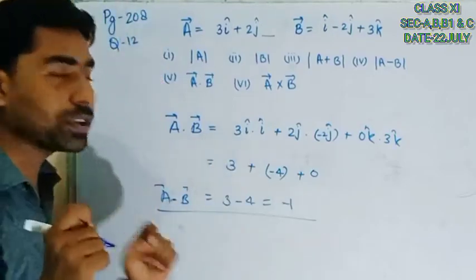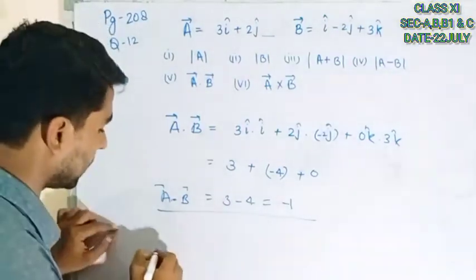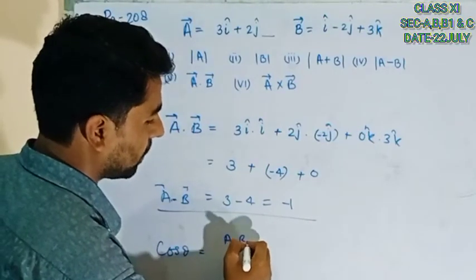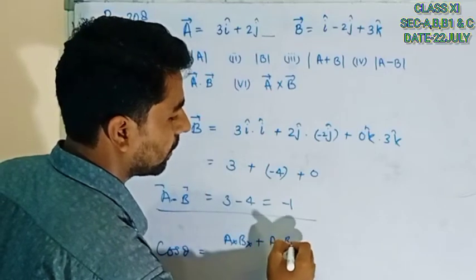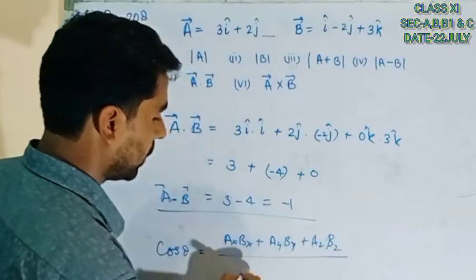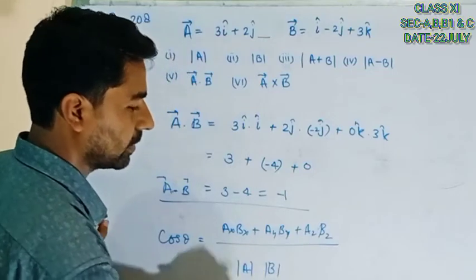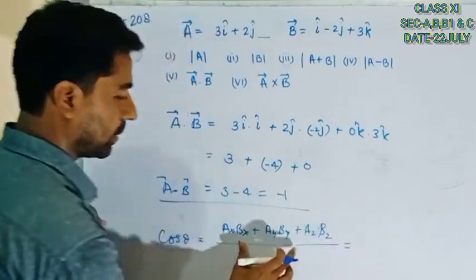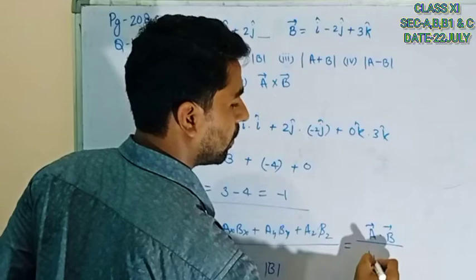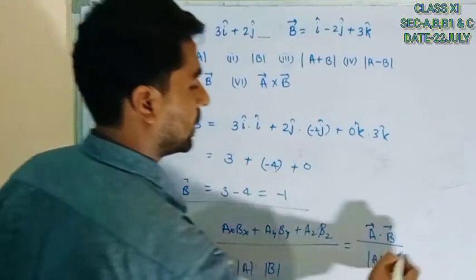Suppose one more question I am putting here: calculate the angle between A and B. Then if you remember, cos theta, just a few seconds ago, was equal to AX BX plus AY BY plus AZ BZ upon mod A into mod B. Same thing we are going to do. This can also be written as vector A dot vector B upon mod A mod B. So what is the value of vector A dot B here? Minus 1.